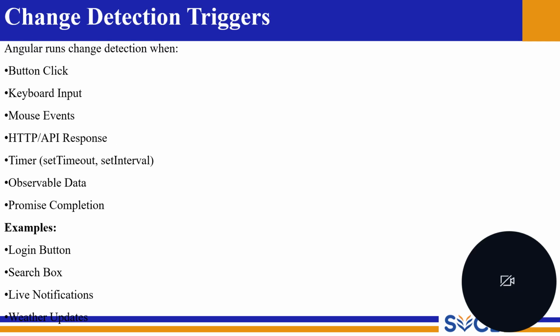And then the change detection triggers. Angular runs the change detection when there is a button click, keyboard input, mouse event, HTTP or API response, timer, observable data, and then promise completions. For example, login box, search box, live notification, weather updates.